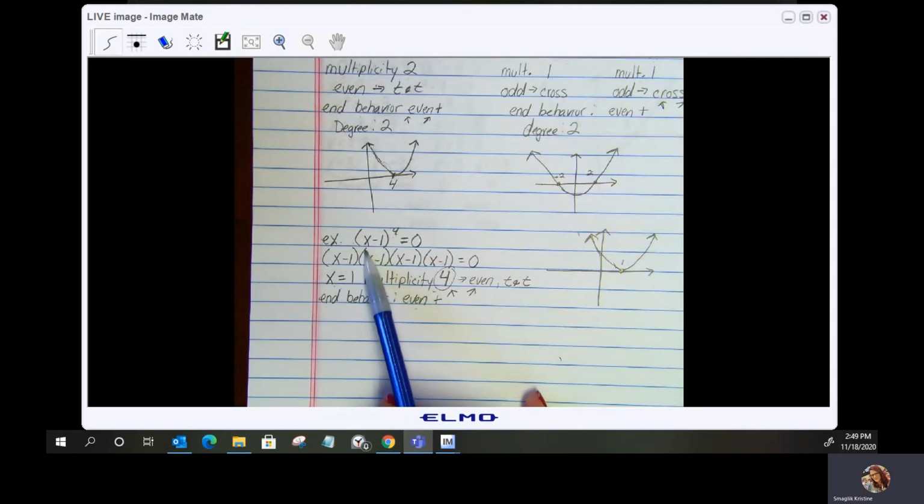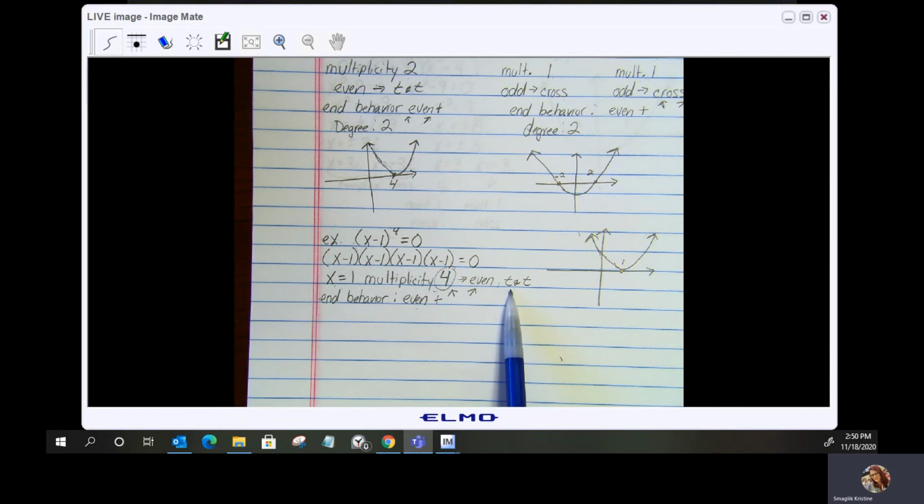We look here, the quantity x minus 1 raised to the 4th power. Now, if you expand that, you see you're getting the same factor 4 times. So when you solve, you're going to get x equals 1. That is going to appear 4 times. It has a multiplicity of 4 because it appears 4 times. And because 4 is an even number, we know it's going to touch and turn. So at x equals 1, my graph is going to come down and it's going to bounce off the x-axis.